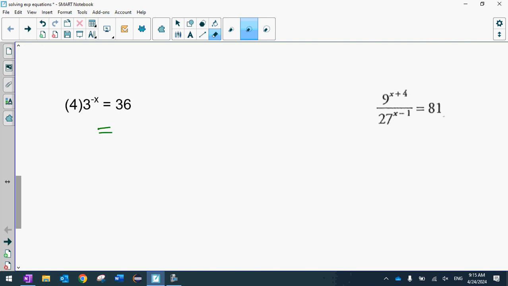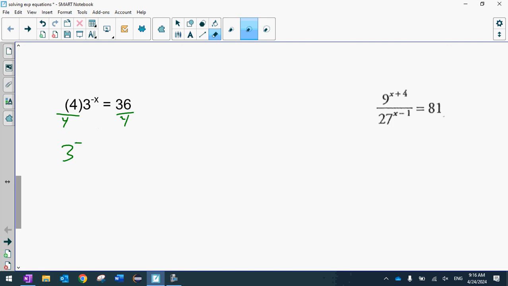I think you're going to have trouble making 36 a power of 3, but there's also something else hanging out there. You see 4? There's a 4 hanging out there. There's a really easy way to get rid of that 4. Do you know what it is? Divide it out. So if you divide both sides by 4, then all of a sudden you make this look like all the other problems.